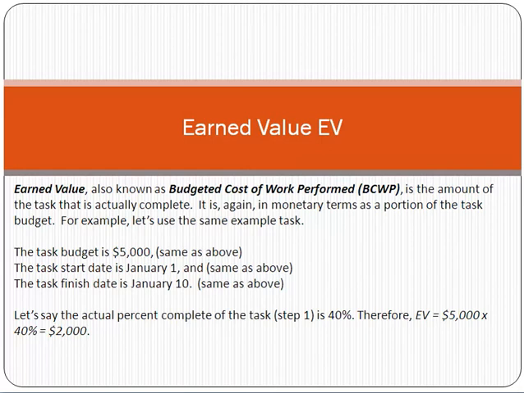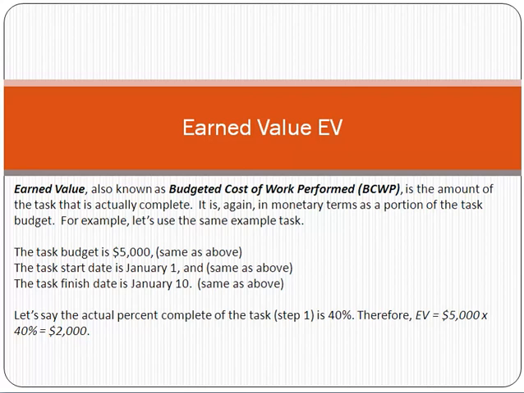Now friend, just take an example: you have a project where the budget is $5,000. The task start date is 1st January and the finishing date is 10th January. Now let's say the actual percent complete of the task step 1 is 40%, therefore EV is 5000 multiplied by 40%, so 2000 is the actual work completed, or the earned value.